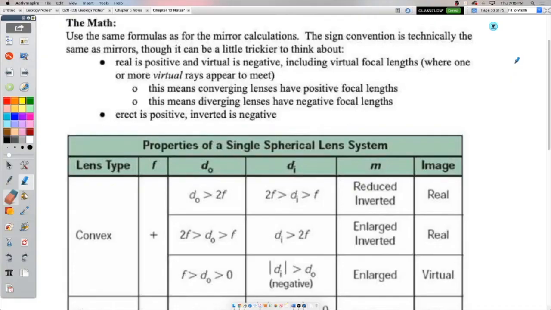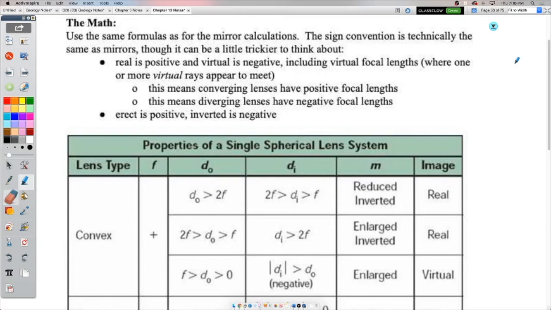Before I wrap this one up and go into the examples video, I'm just going to quickly give an overview of the math. It's actually the exact same two formulas we used with mirrors. So 1 over F equals 1 over DI plus 1 over DO, and M equals HI over HO equals negative DI over DO. In fact, the sign convention is technically the same, though you probably will have to do a little bit more thinking here to wrap your head around it at first.